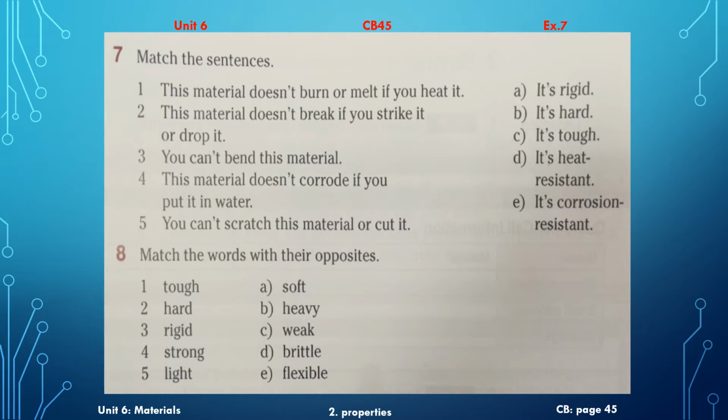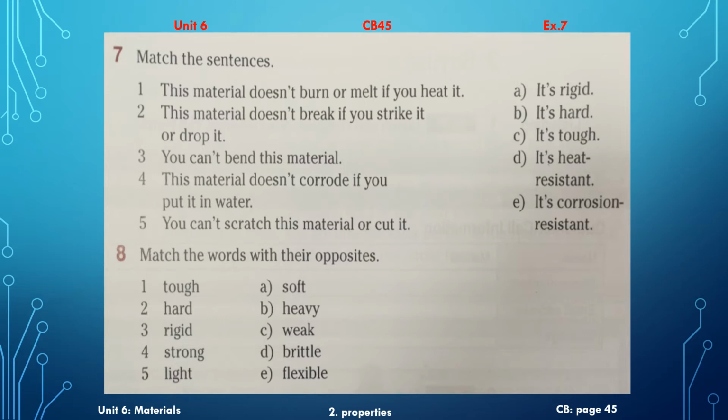Number 1, this material doesn't burn or melt if you heat it. Number 2, this material doesn't break if you strike it or drop it. Number 3, you can't bend this material. Number 4, this material doesn't corrode if you put it in water. 5, you can't scratch this material or cut it. On the right, we have 6 properties of the materials. It's rigid, it's hard, it's tough, it's heat resistant, it's corrosion resistant.